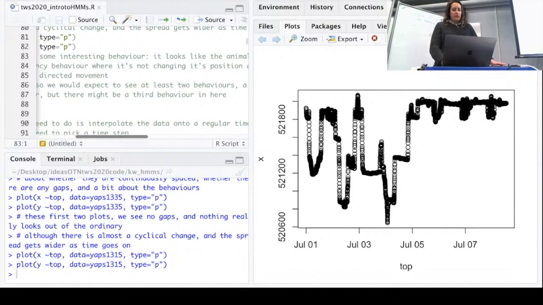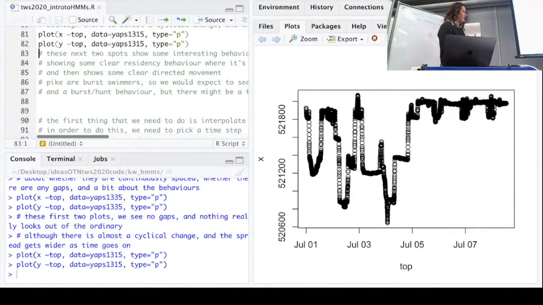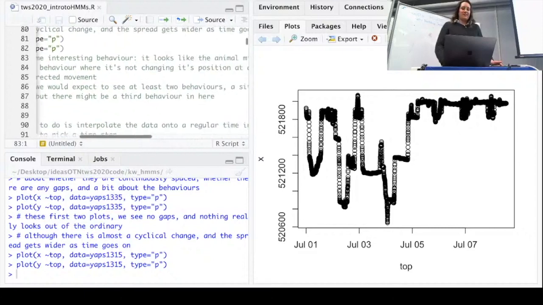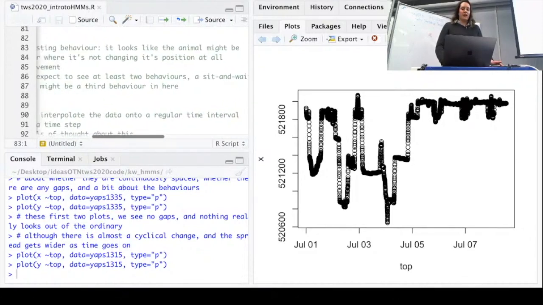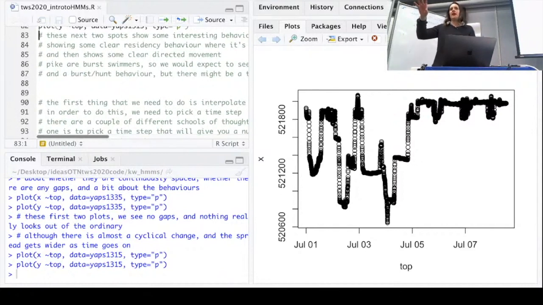And if you start to think about the biology of the animal, and somebody can definitely correct me here if I'm wrong, because I know nothing basically about pike. But pike are burst swimmers. So we would expect to see probably at least two behaviors, right? You're going to have a sit and wait behavior, and then you're at least going to have a burst and hunting behavior. But that burst and hunt behavior might be a little hard to actually get with a hidden Markov model, because I assume that's going to be really quick, right? That's why it's called a burst. So it's not going to show up for a longer period of time, which means it's going to be harder to estimate, right?